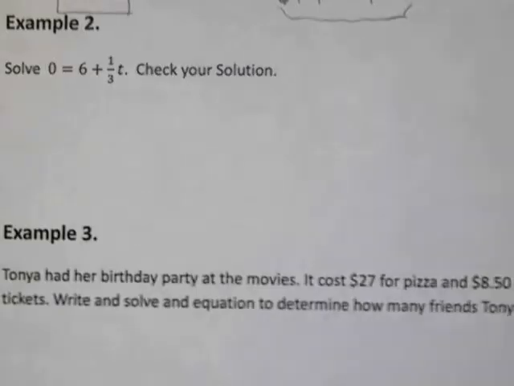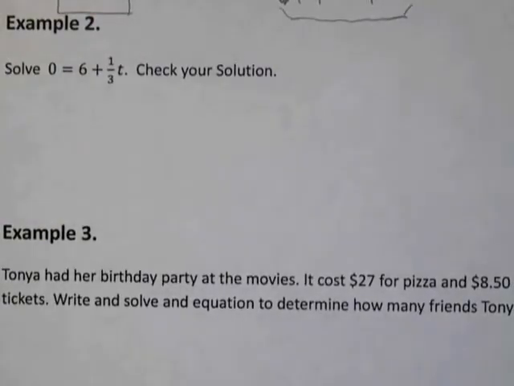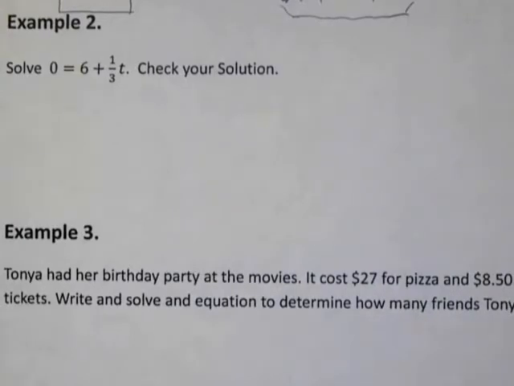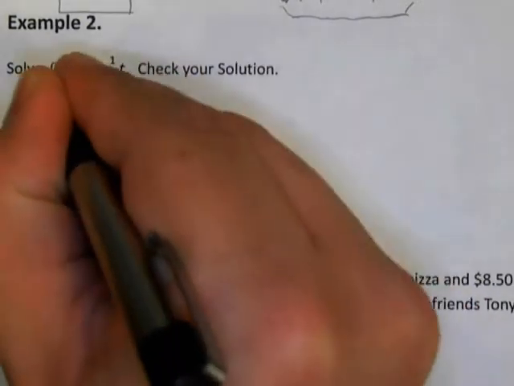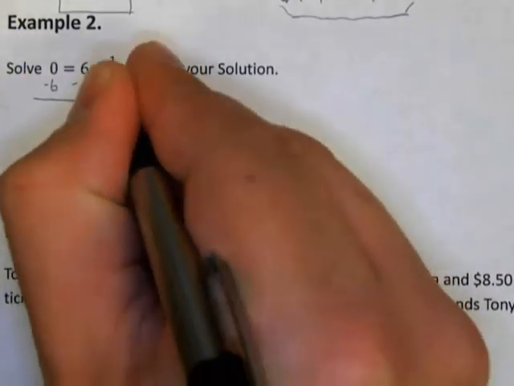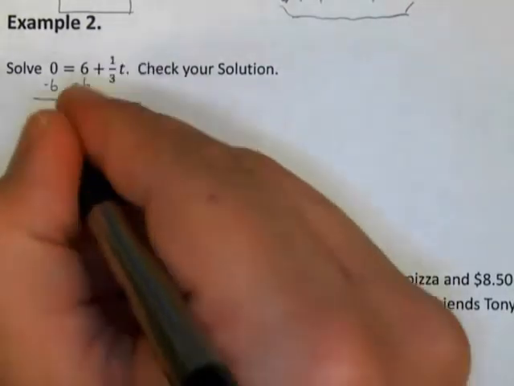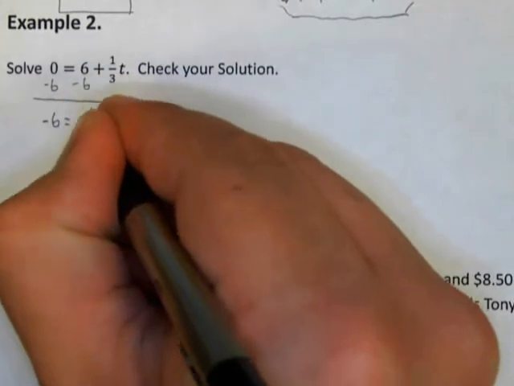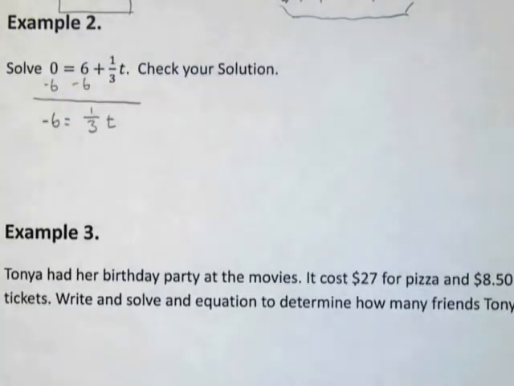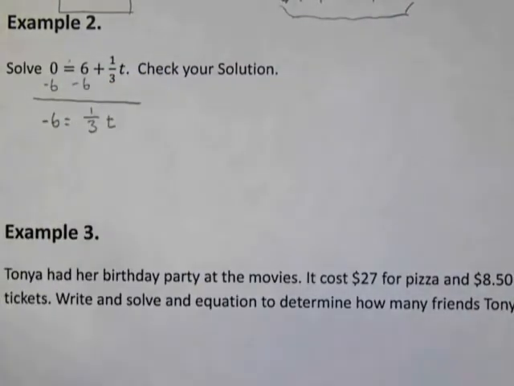Example 2 says to solve 0 equals 6 plus 1/3 t, then check your solution. So first steps first, we have to undo the addition or subtraction part. We're going to subtract 6 from both sides because we have a positive 6 being added to the 1/3 t. And if we do that, we get negative 6 is equal to 1/3 t. These two equations are the same exact thing. We haven't changed anything, we've just changed the format of the equation.